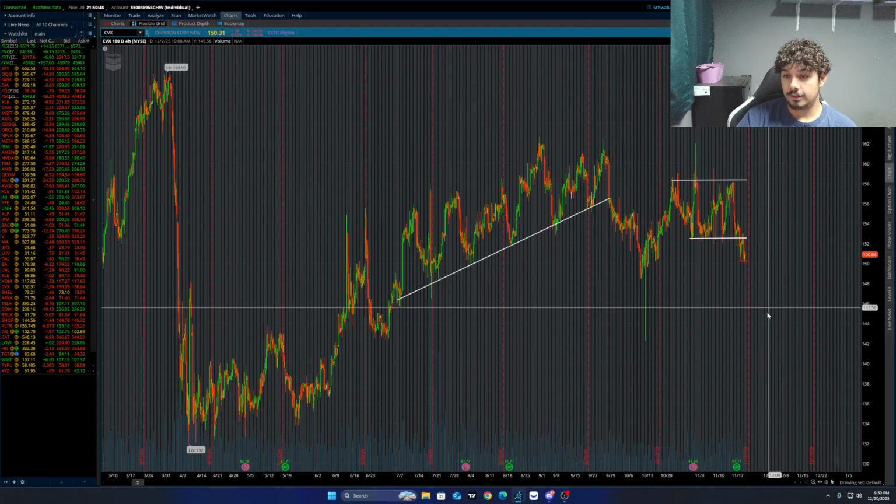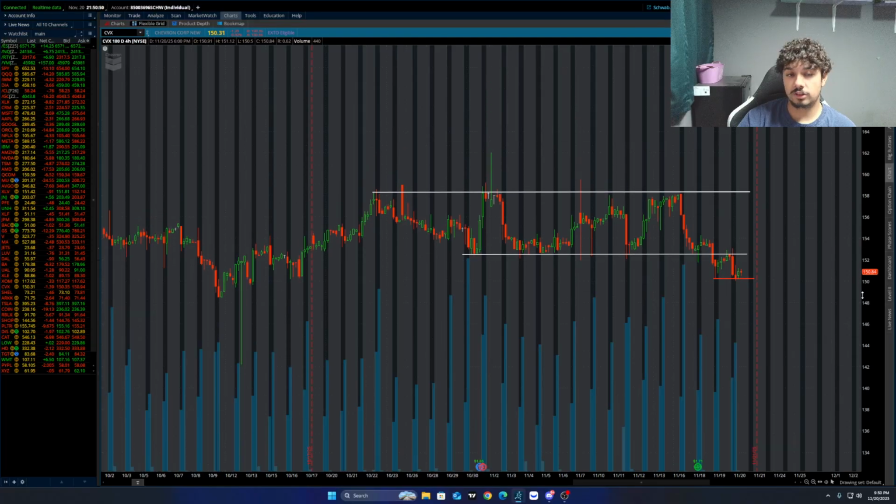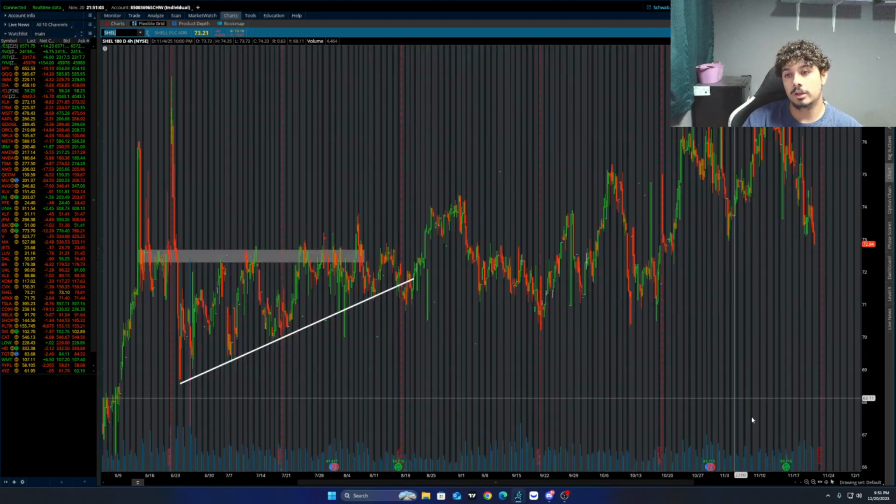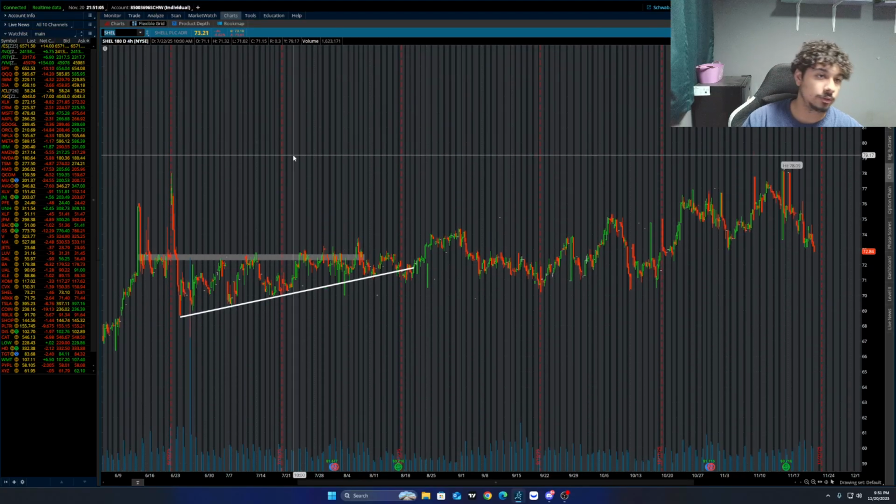So tomorrow's 0DTE. If you don't know what that is, it's the last day before contracts expire for the weeklies for stocks. So CBX is done. Shell, I don't really trade Shell. Just look at the chart. It's self-explanatory. There's a lot of gaps everywhere, so we don't trade those.